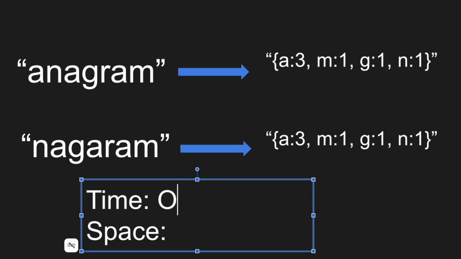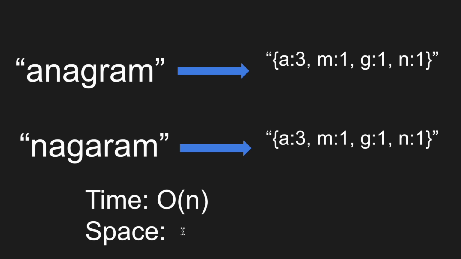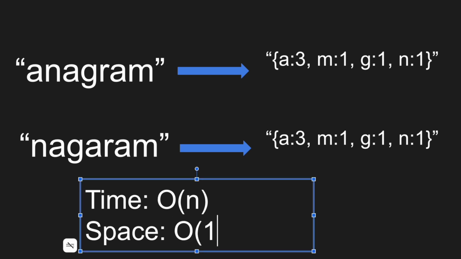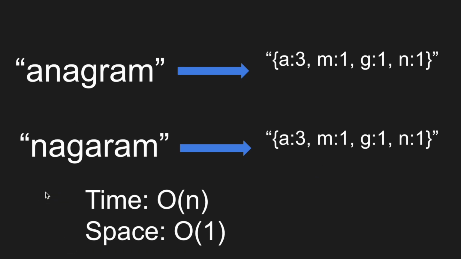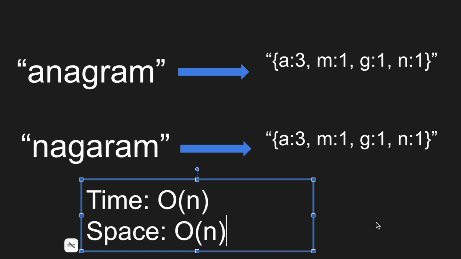The time complexity of this would be O of n, because we need to loop through the strings and form the hash table, and that would take linear time. The space complexity would be constant, or O of 1, because even though we are creating hash tables, these hash tables will not be longer than the length of 26 because the strings will only consist of letters in the alphabet. So now let's get to the coding part.